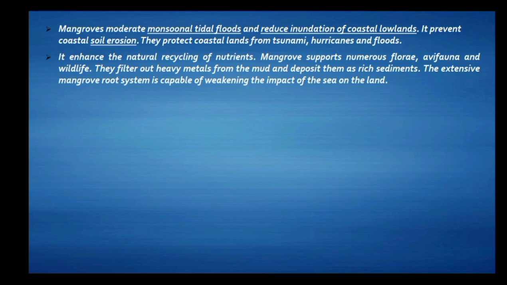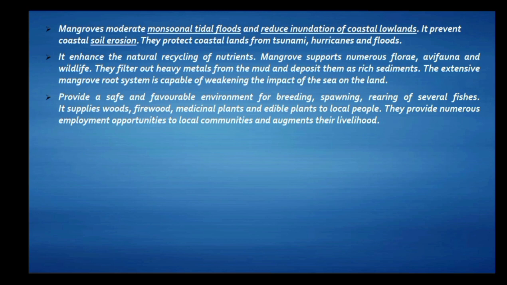The extensive mangrove root system is capable of weakening the impact of the sea on land, and provides a safe and suitable environment for breeding, spawning, and rearing of several species. It also supplies wood, firewood, medicinal plants, and edible plants to local people. They provide numerous employment opportunities to local communities and augment their livelihood.